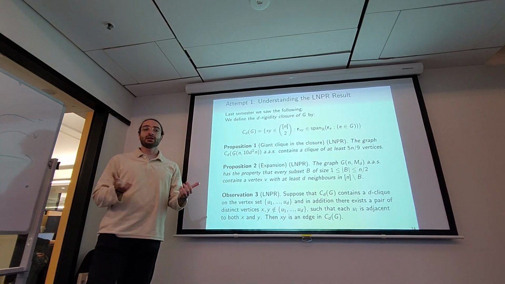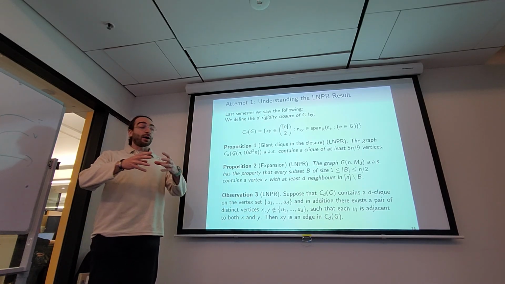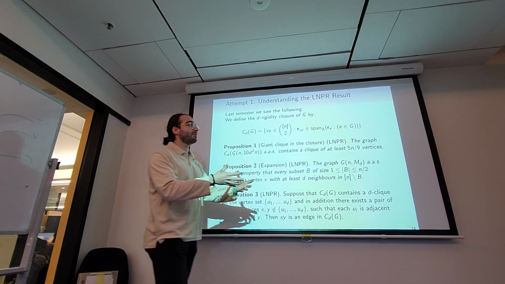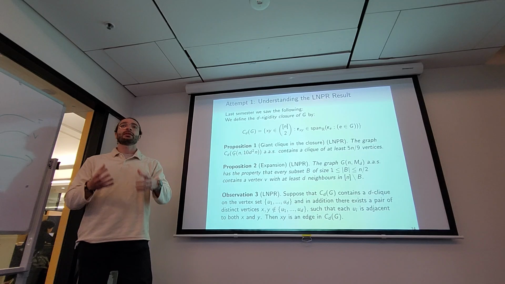So what they're essentially saying, in other words, is once they've got enough edges, we can expect that there exists some induced subgraph on at least 5n/9 vertices which is rigid.